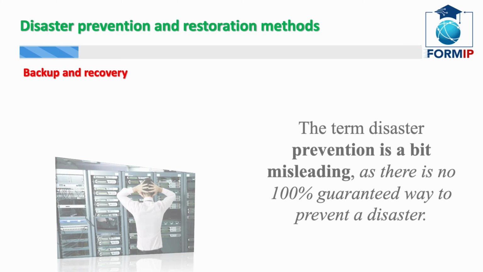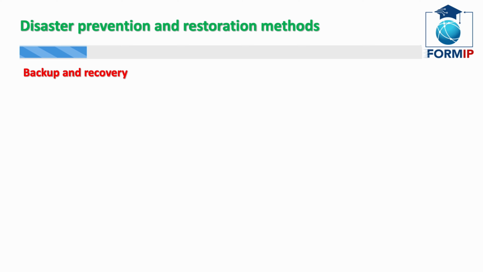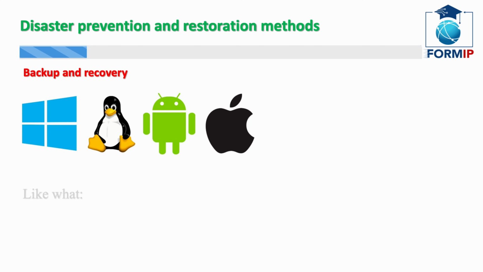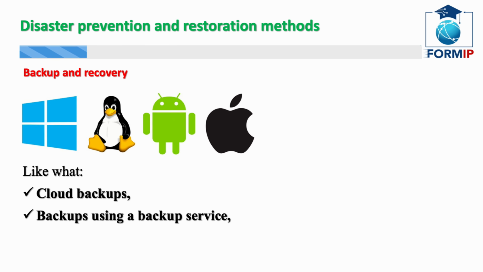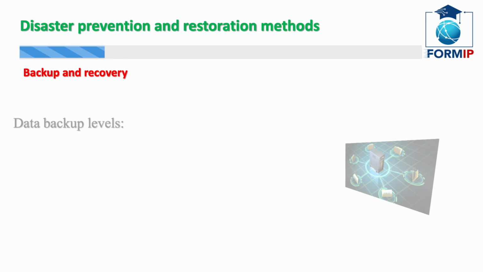Indeed, the term disaster prevention is a bit misleading, as there is no 100% guaranteed way to prevent a disaster. On most operating systems, there are several ways to back up system images. This backup data can be found on different media: backups stored in the cloud, backups made using a backup service, backups to a network-attached storage (NAS) system. For each method, there are 3 levels of data backups.